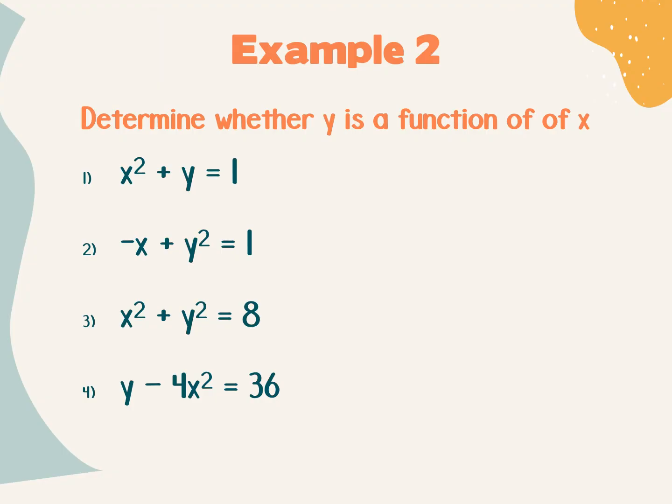Number 1, determine whether y is a function of x. So this one, if you think about it, you could rearrange it and you could get y equals x squared plus 1. This is quadratic. This is a function. You can have an x squared. The next one, notice it's got a y squared. So this one is not a function.